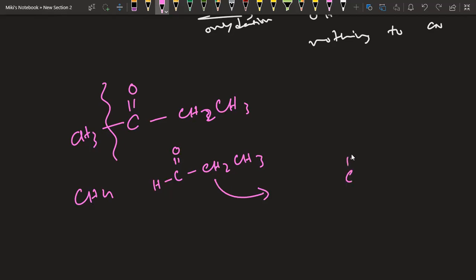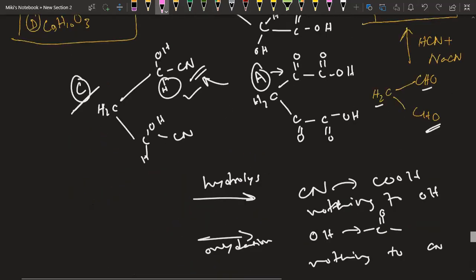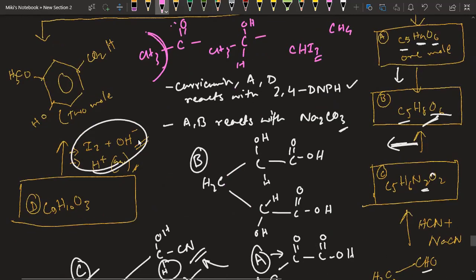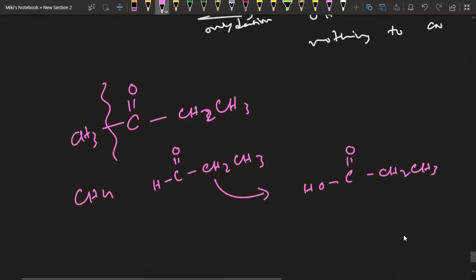From here, this will form OH, CH2, CH3. Now, since we have added alkali at first, that means the salt of the carboxylic acid will form. Let's say the alkali in this case is NaOH. That means this acid will react with it, and Na+ O- will be present, giving this molecule.